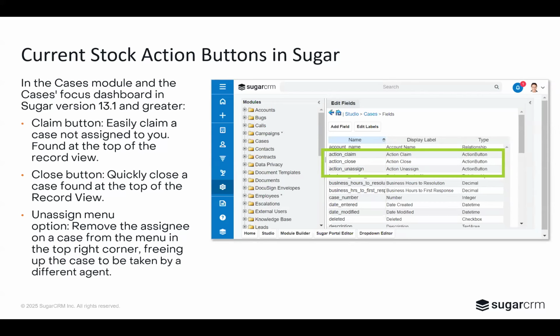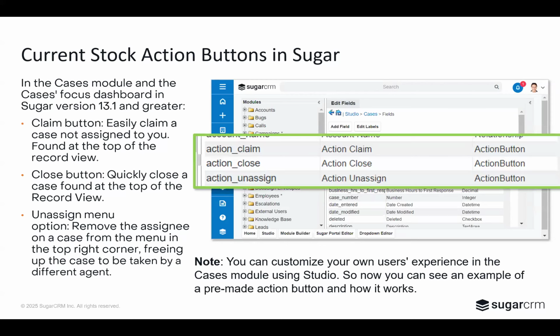If you ever want to take a look at them in the system, they're in the cases module in Studio under fields. You just have to sort by data type, which is the field type, and action buttons will be at the very top of the list. The claim button is going to allow you to assign a particular case directly to you while you're looking at it. A close button will change the status of that case to closed, and you can see those buttons, by the way, at the top of the record view.